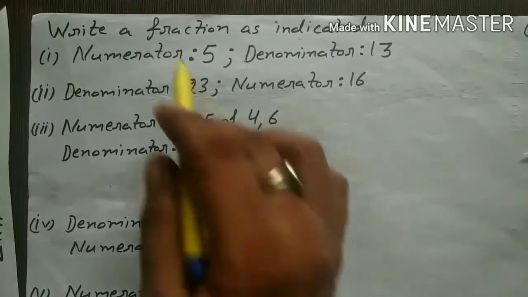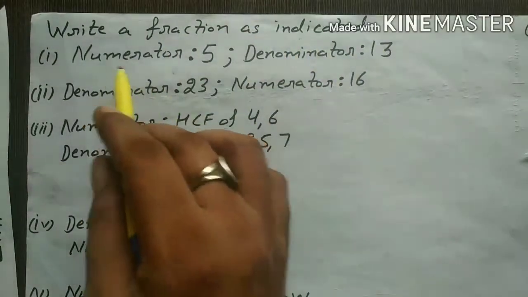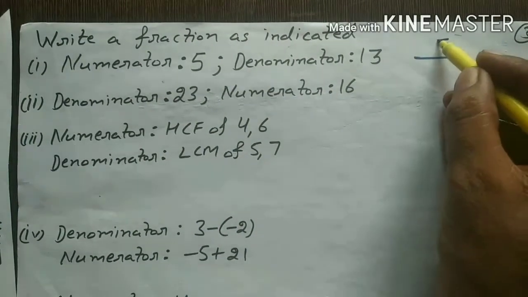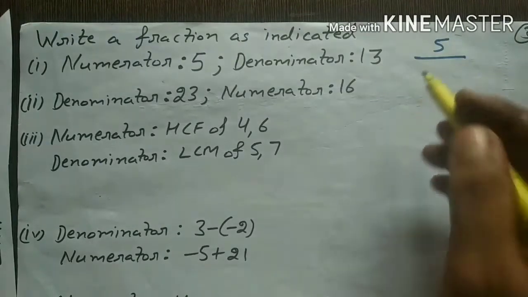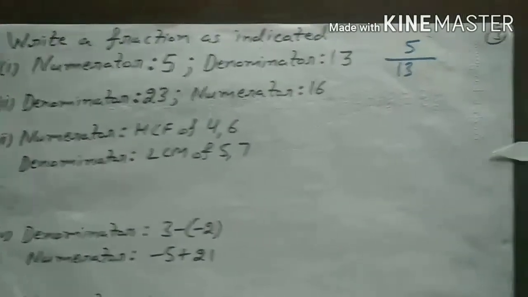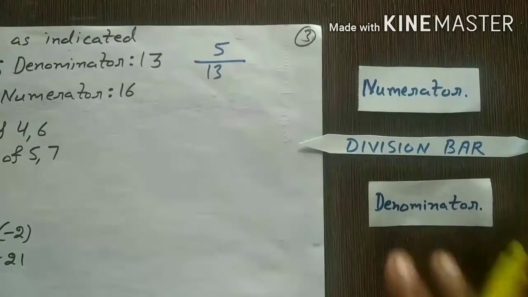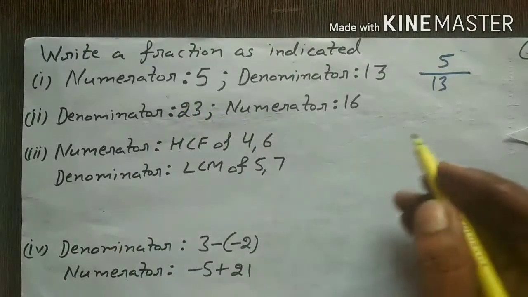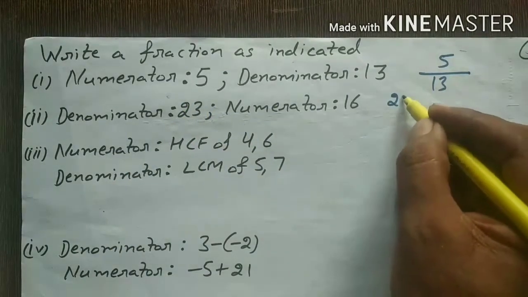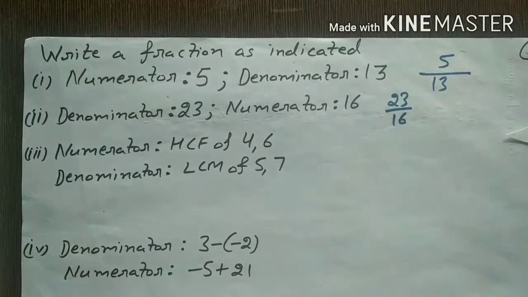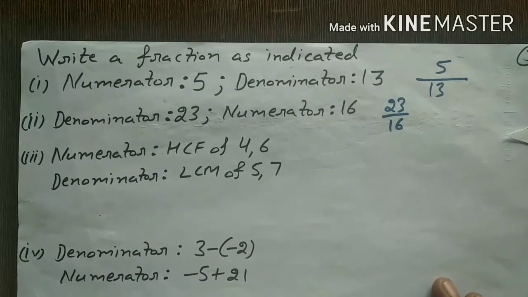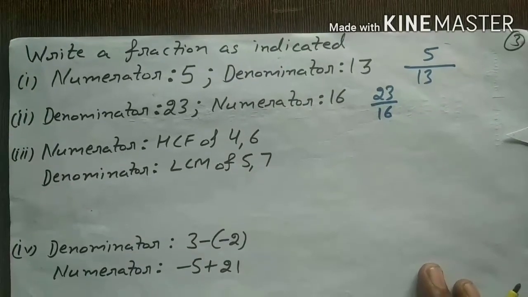Here you can see, write a fraction as indicated. Numerator 5, denominator 13. So firstly write the division bar, numerator on the upside and the denominator on the downside of the division bar, as you can see here. Now the second part is denominator 23 and numerator 16. So the answer is 16 over 23. Now student, the next questions, third, fourth and fifth, are not simple questions. We will have to make some calculation in these parts.